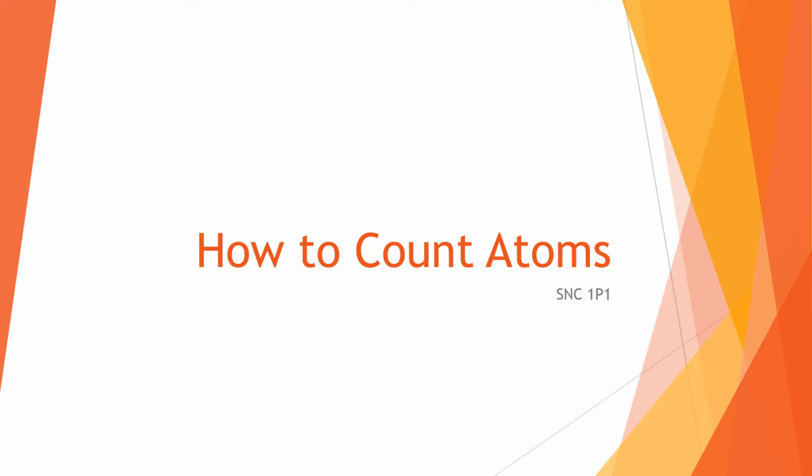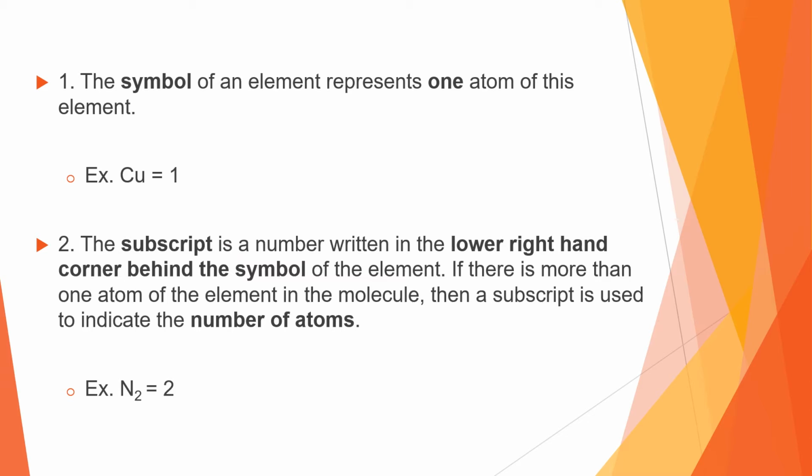Okay, so we are now going to learn how to count atoms. It says here, number 1, the chemical symbol or the chemical formula of an element represents one atom of this element. So in this example, we have Cu, which is the symbol for copper.